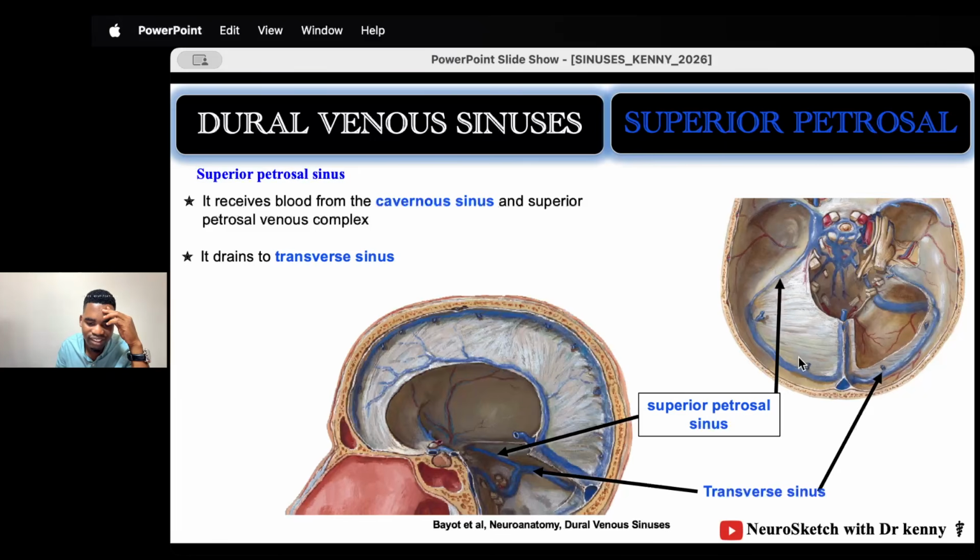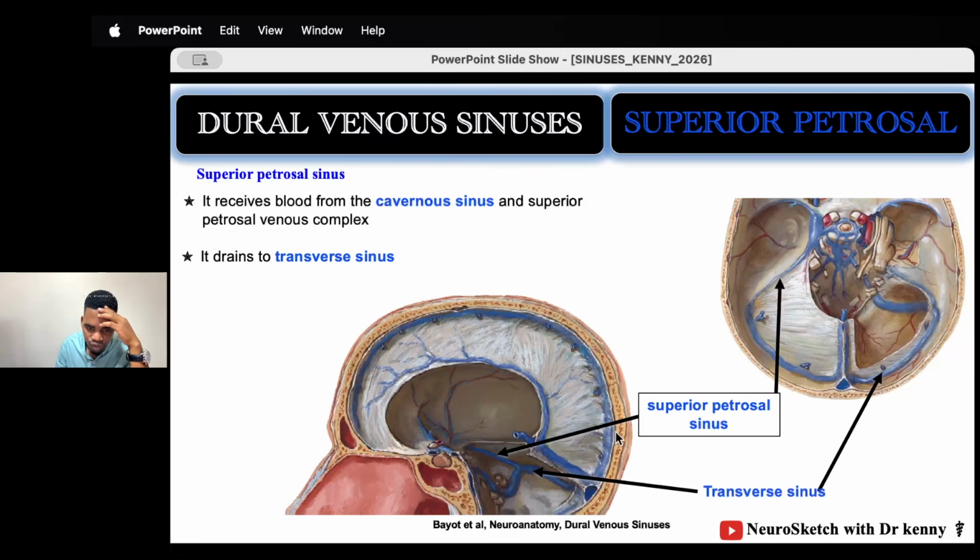See, this is the transverse sinus, this is the superior petrosal, and this is the cavernous sinus. The cavernous sinus is being drained partly by the superior petrosal sinus, and this blood is emptied to the transverse sinus. We know the transverse sinus will empty this blood to the sigmoid, and the sigmoid will go through the jugular foramen to become the internal jugular vein.